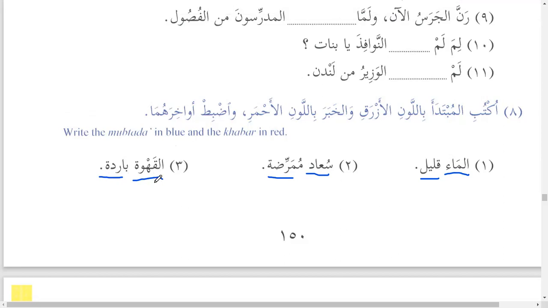So which one is mubtada and which one is khabar? Qahwa is mubtada and baridatun is khabar. What's the reason? Normally, mubtada is a proper noun and khabar is a common noun. Both of them are marfu and both are equal in number and gender. So al-qahwatu is feminine, that's why the khabar is also feminine. Al-qahwatu baridatun. Okay.